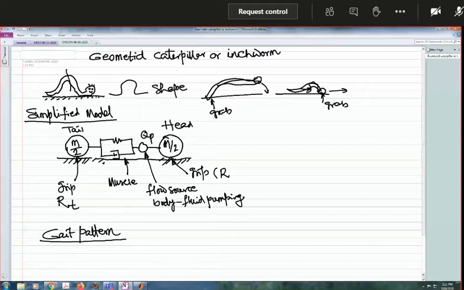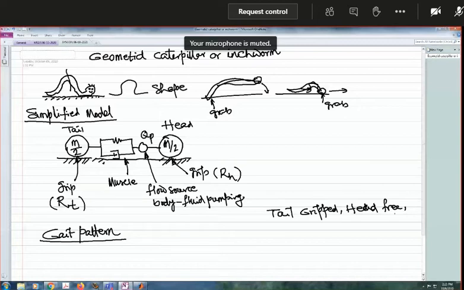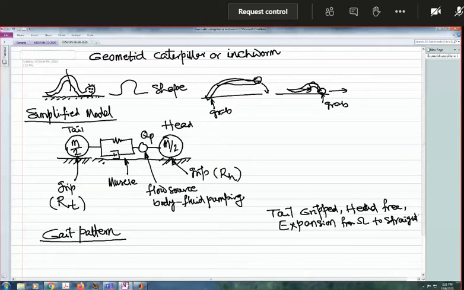First, tail gripped, head free, expansion. From omega to straight. So tail is gripped, it was in omega shape. Head is free, it expands, so head goes forward. Head goes forward. So this gives head goes forward.